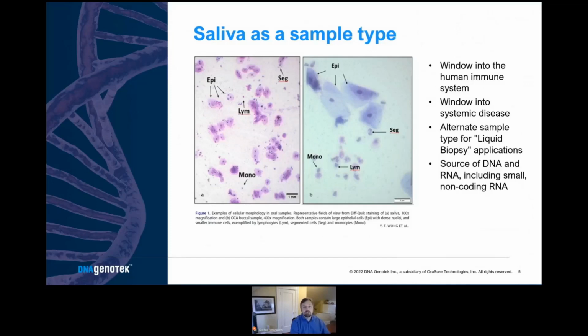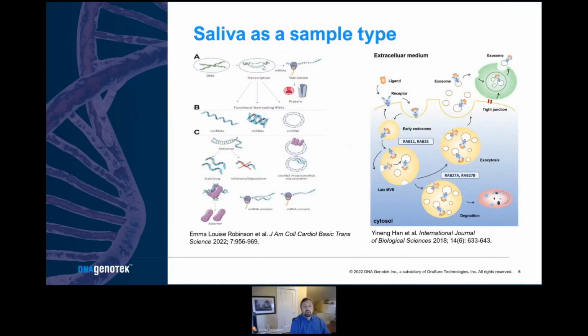Saliva is a great source of DNA and RNA, including small, non-coding RNAs. We know we can recover high-quality DNA from saliva, but we can also recover RNA, which includes mRNA and small non-coding RNAs, including microRNAs, which we know play important biological functions. These can be released by the local cells, but also transported through the body using, for example, exosomes. With that, I'd like to introduce our first two speakers.